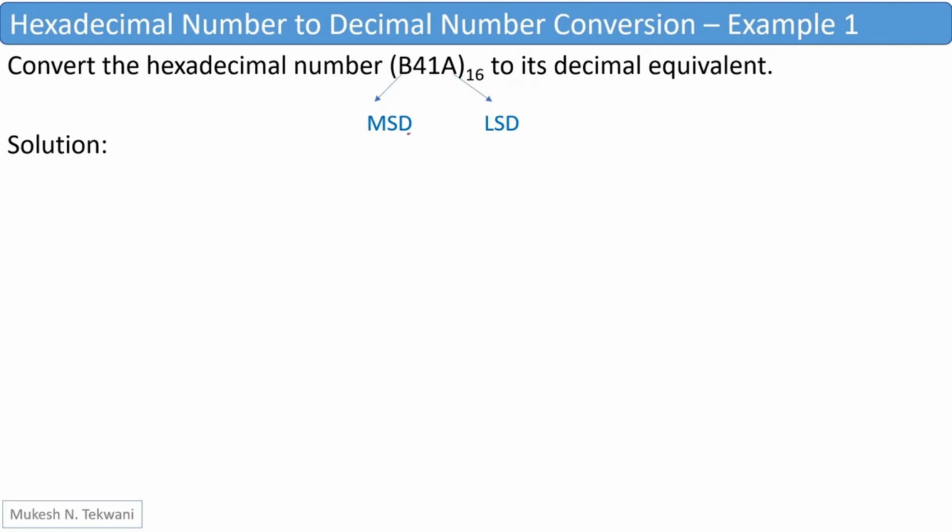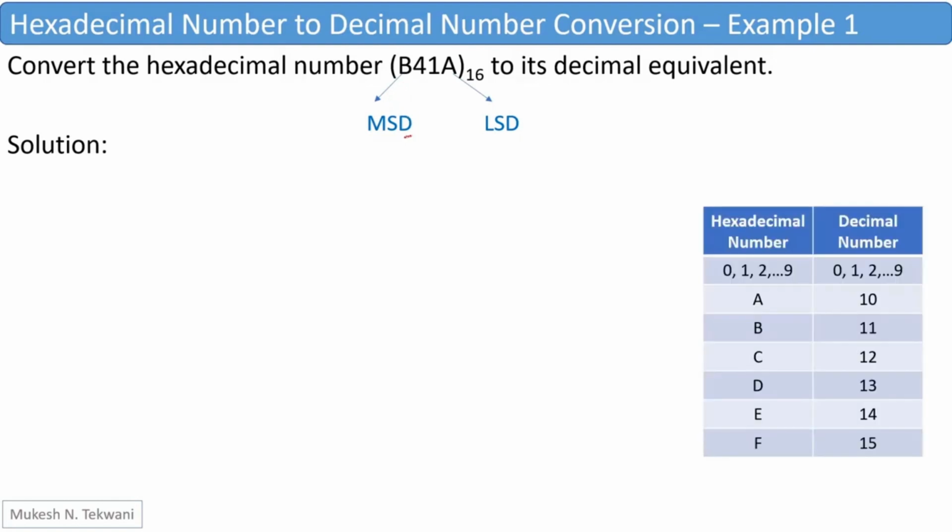And before we start solving this, let us keep this table handy, which gives us the equivalence between hexadecimal numbers and decimal numbers. So we know that any symbols from 0 to 9 in hexadecimal have the equivalent value 0 to 9 in decimal, but a symbol like A has a decimal value 10, B has an equivalent decimal value 11, and so on, and F has an equivalent decimal value 15. So we will use these equivalent values when we convert this number from hexadecimal to decimal.